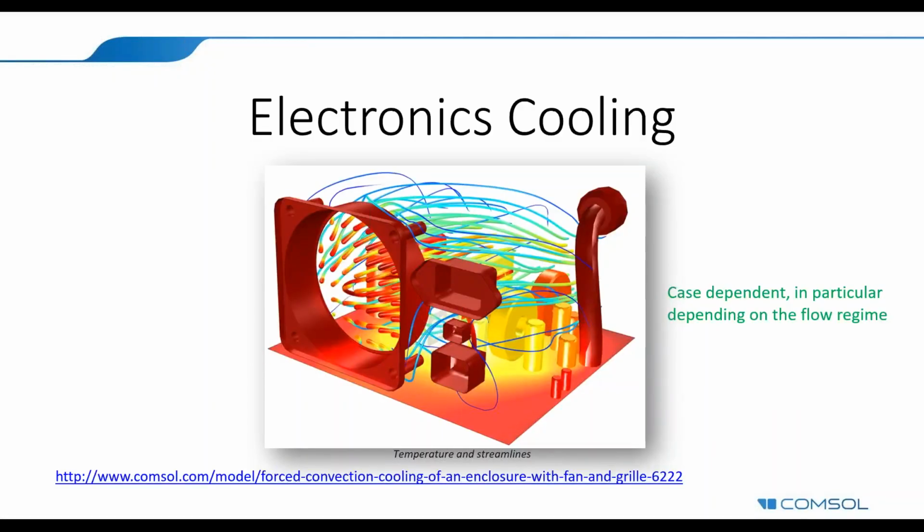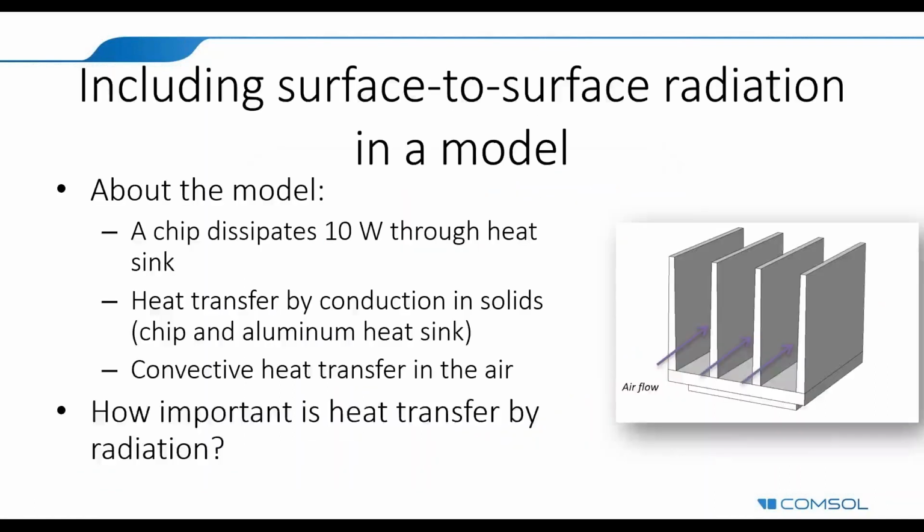And actually, we will exemplify this through a very simple example that I will open in COMSOL Multiphysics. In this model, we have a chip here that dissipates 10 watts. On top of this chip, we have a heat sink and a flow, but it's a moderate flow going through the fins. And the question is, if the surface emissivity of the heat sink is large, close to 1, do we need to account for radiation or not?